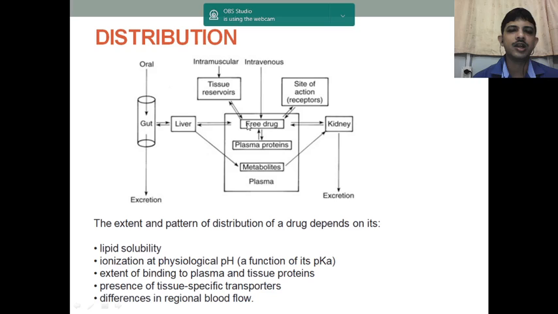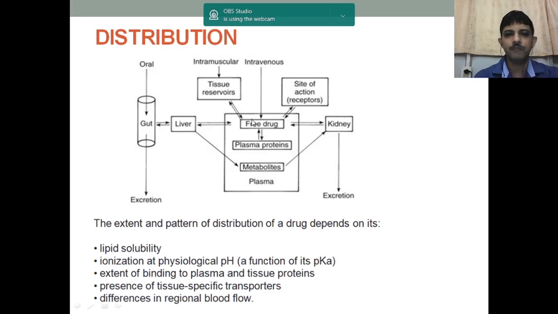plasma through the liver, because the portal veins are there, and some of it will be excreted. If it is intramuscular, then that tissue is the tissue reservoir. Wherever we are injecting the drug, it will enter into the plasma. Intravenous means directly into the plasma. So from the different routes of administration, the drug will enter into the plasma.